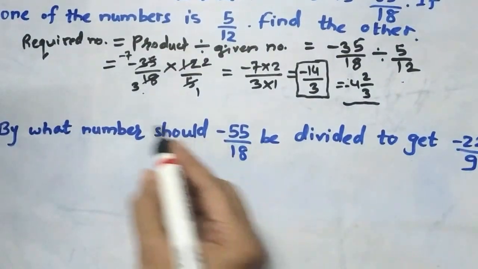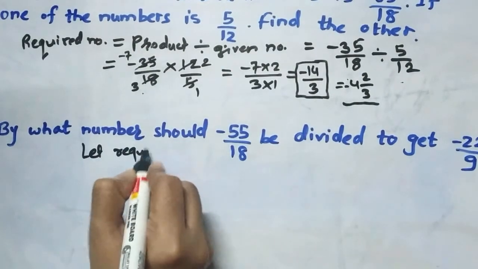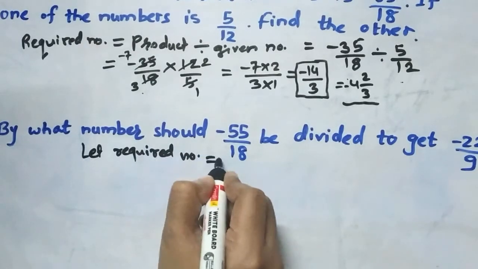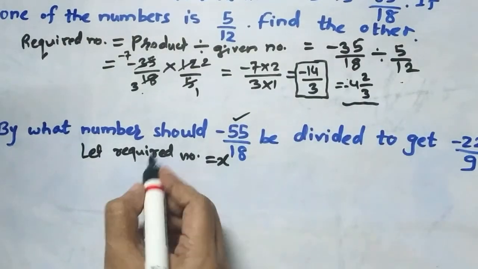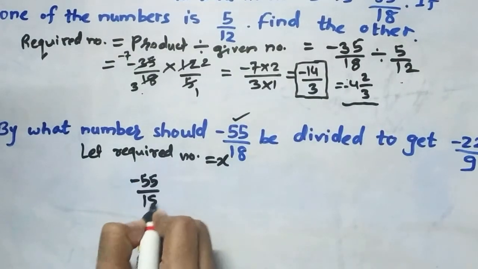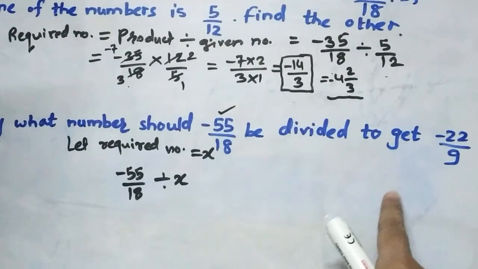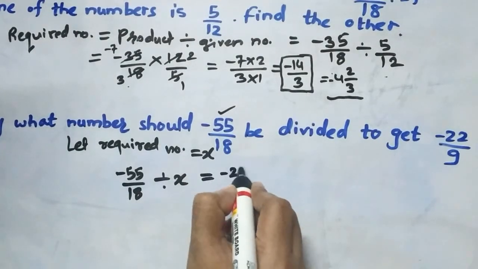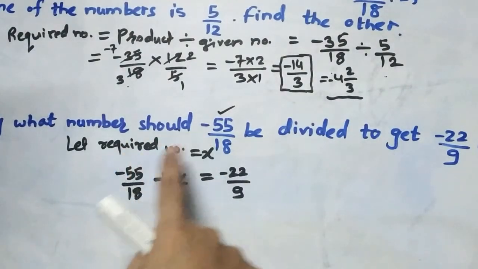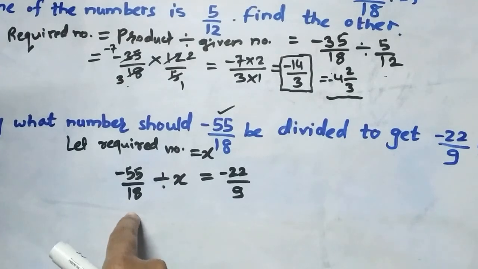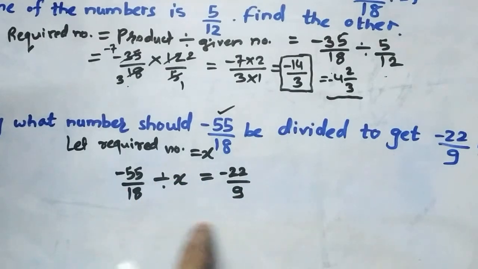Just let the required number be x. So friends, we need to divide this number, minus 55 upon 18, by some number to get minus 22 upon 9. What we want to get? Minus 22 upon 9. So this is our equation. We need to divide minus 55 by 18 by some number so that we'll get minus 22 upon 9. So we need to solve it.